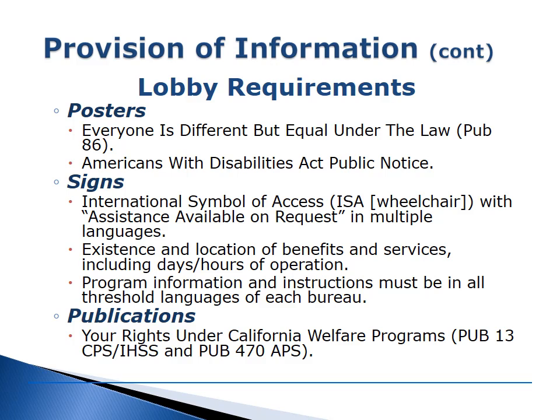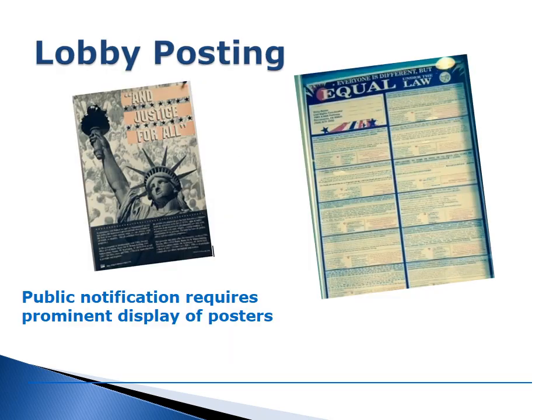For signs, you will see the ISA or wheelchair sign with assistance available on request in multiple languages. Existence and location of benefits and services, including days and hours of operation, and program information and instructions must be in all threshold languages of each bureau. For publications found in the lobby, it is your rights under California welfare programs, which is either the Pub 13 or the Pub 470.